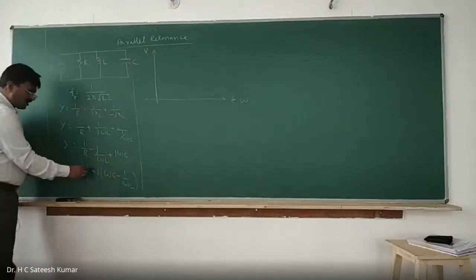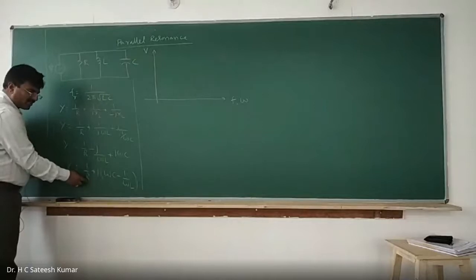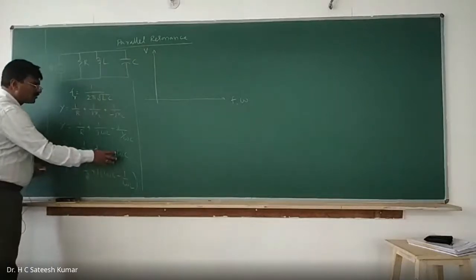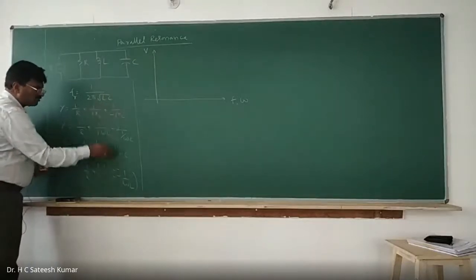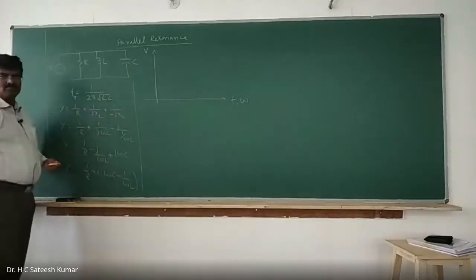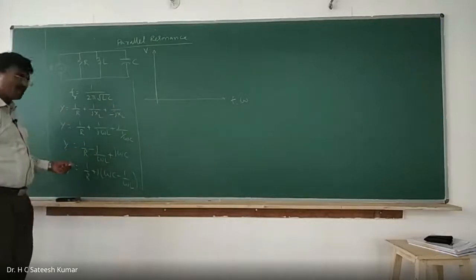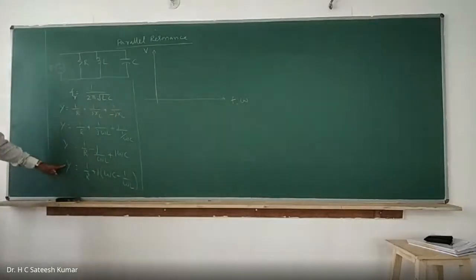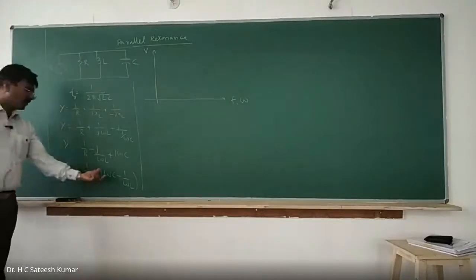This part, 1 by R, is resistance, or rather 1 by R is conductance, and this other part is known as susceptance. This whole susceptance is 0. The susceptance is the reactance part of the admittance. Y is the admittance, and admittance is nothing but 1 by impedance. So therefore, this part will be equal to 0.